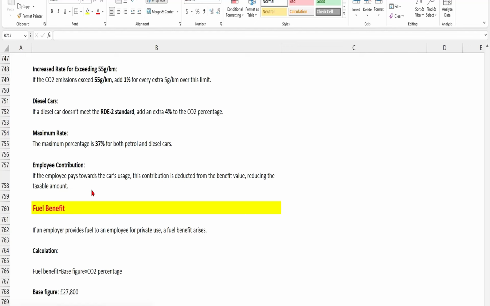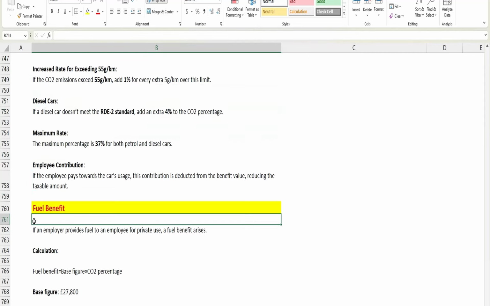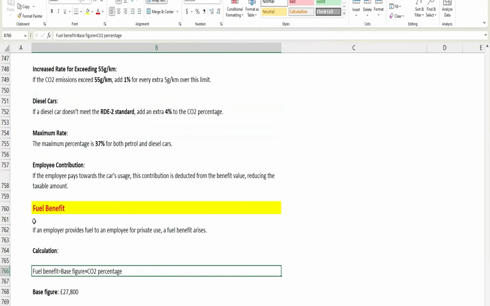So basically, if the employer provides fuel to the employee for private use, then a fuel benefit will obviously arise. And how will we calculate it? We will calculate it using the formula, and the formula is base figure multiplied by the CO2 percentage. So now let's talk about how to calculate the base figure and the CO2 percentage.